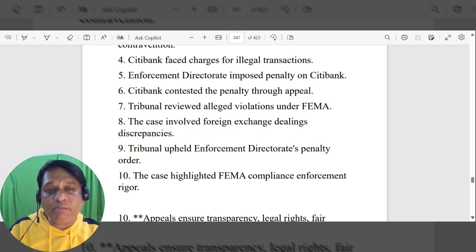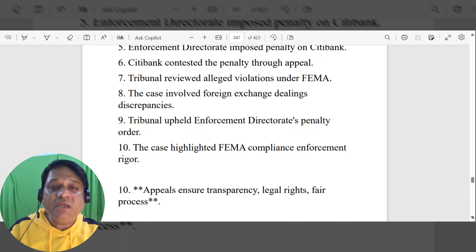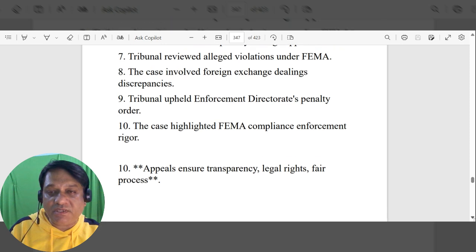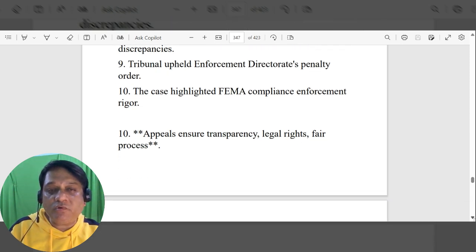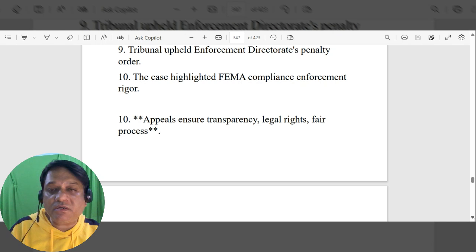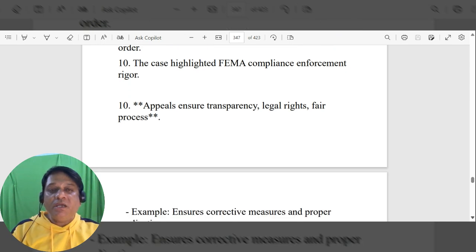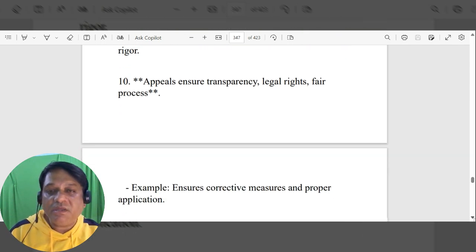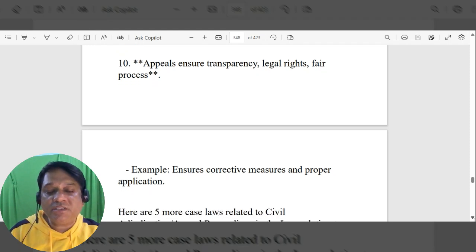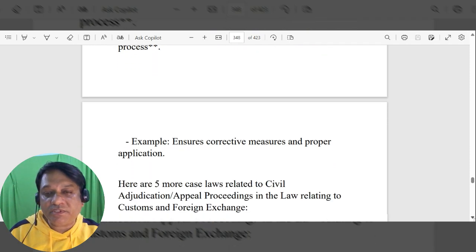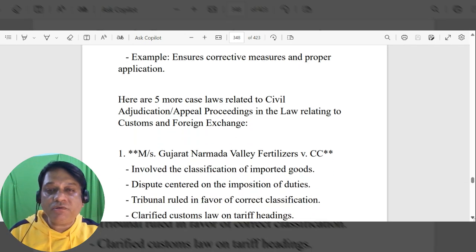Citibank faced charges for illegal transactions. Enforcement Directorate imposed penalty on Citibank. Citibank contested the penalty through appeal. Tribunal reviewed alleged violations under FEMA. The case involved foreign exchange dealings discrepancies. Tribunal upheld Enforcement Directorate's penalty order. The case highlighted FEMA compliance enforcement rigor. Appeals ensure transparency, legal rights, fair process. Example ensures corrective measures and proper application.